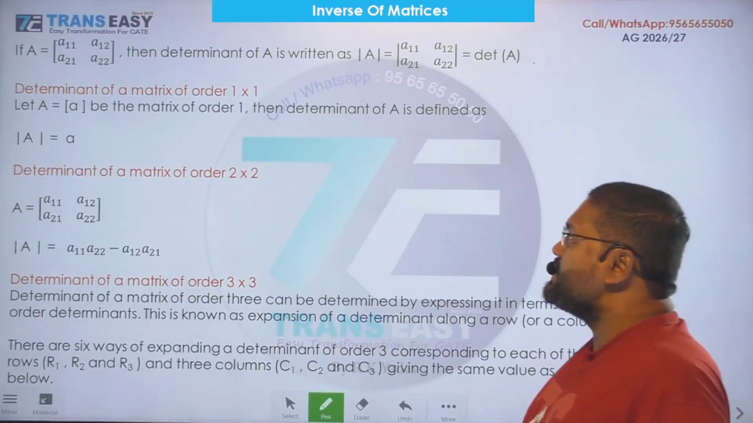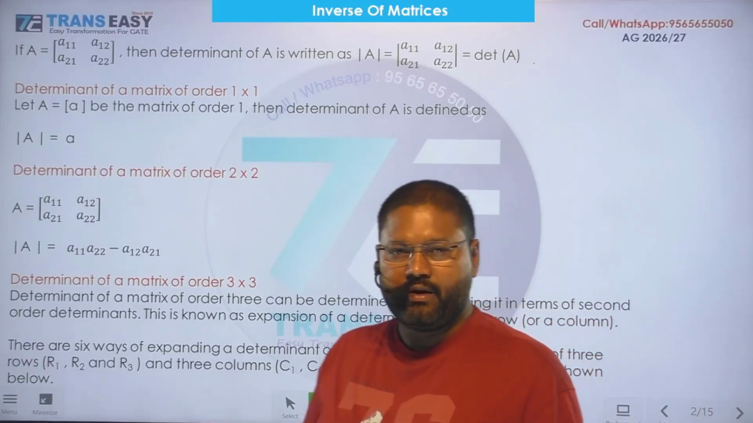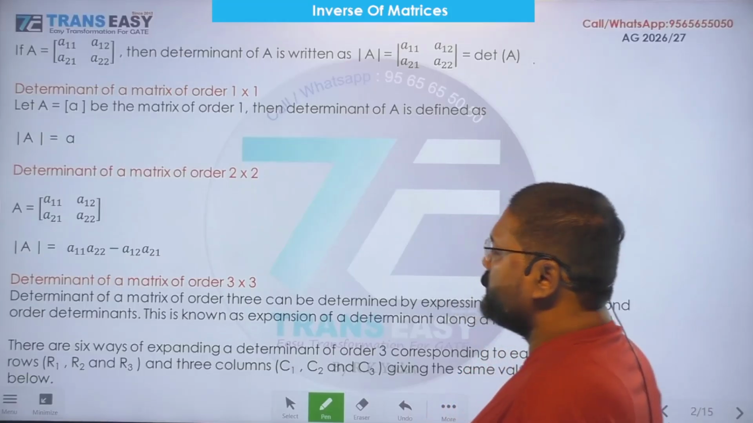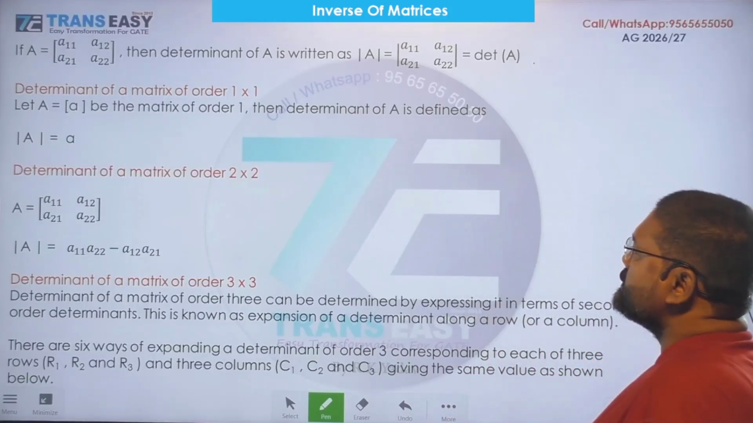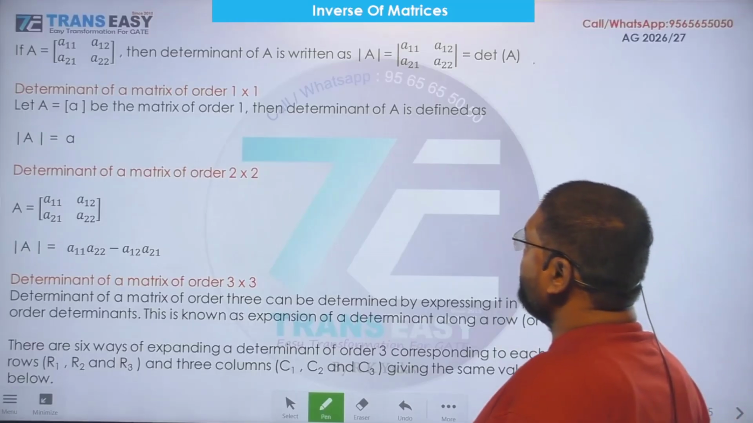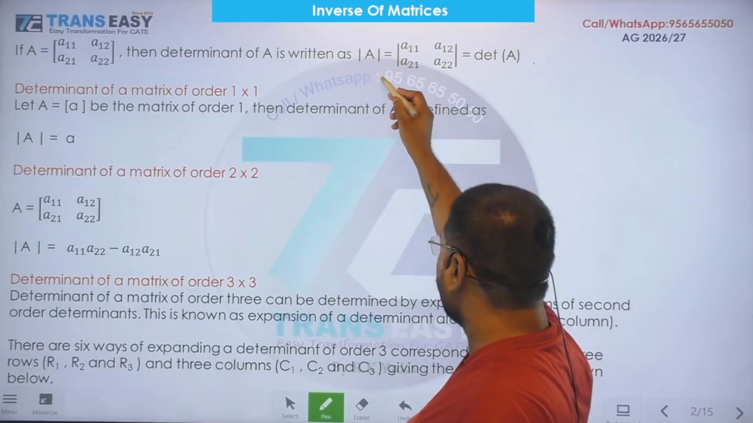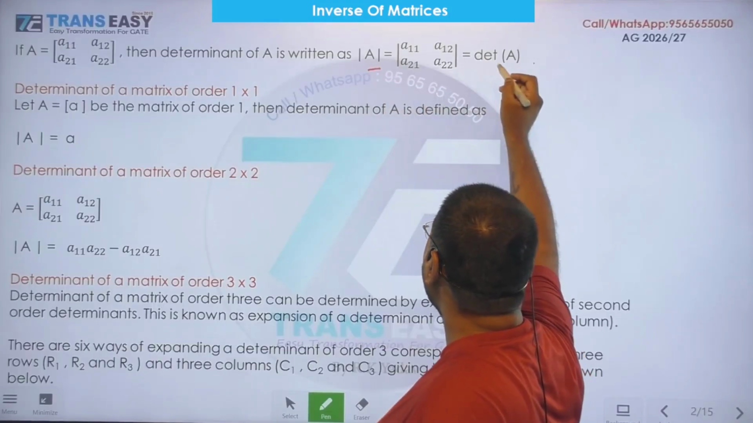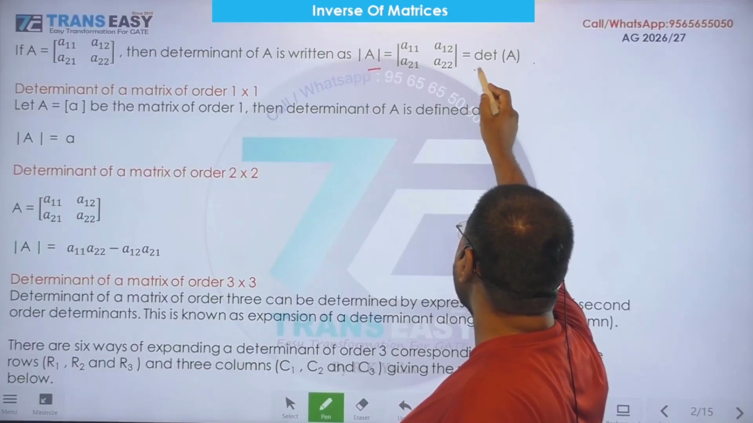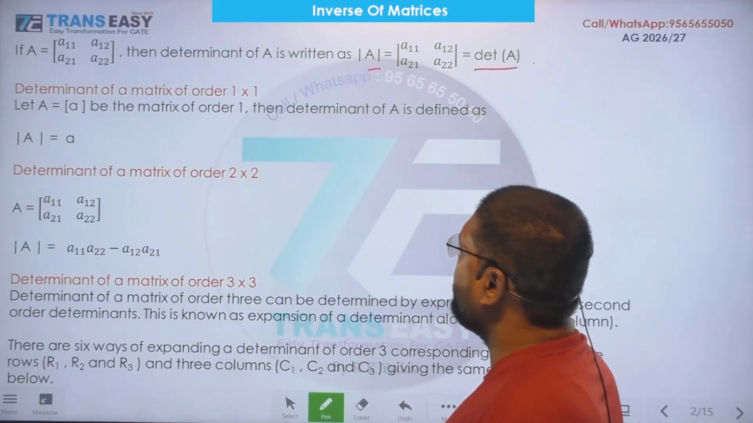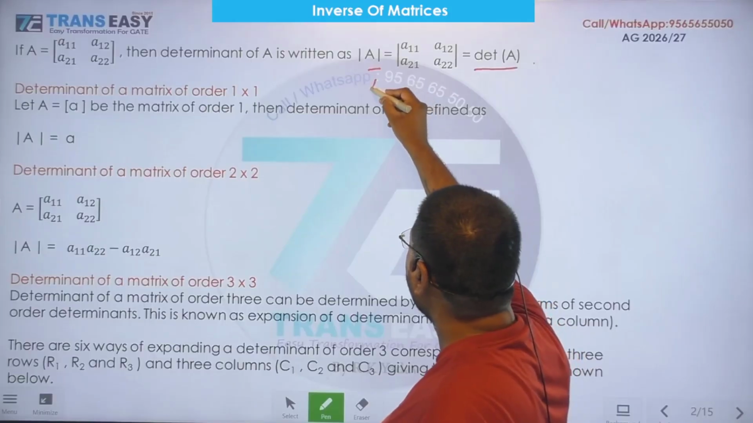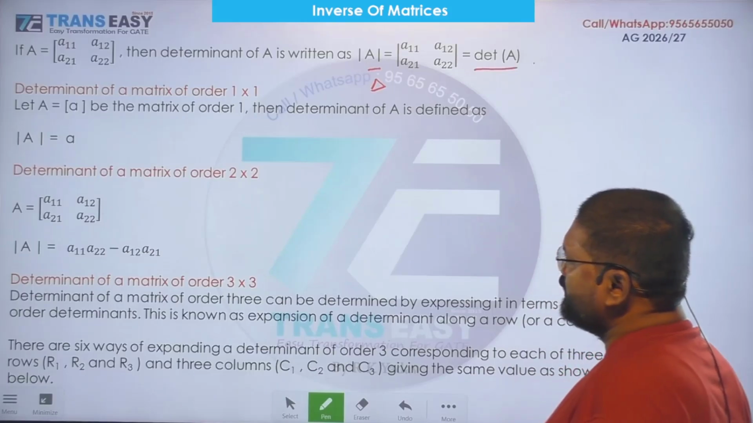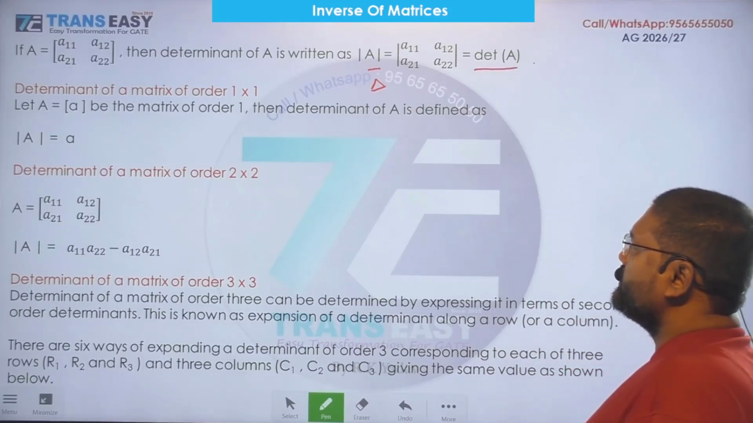So first we see determinant. If A is 2 is to 2 order a square matrix, then determinant of A is written as this, right? Or determinant of A. Delta is also used for determinant.